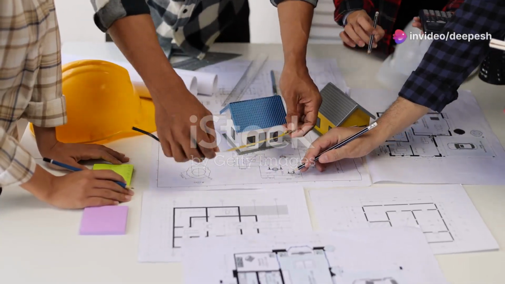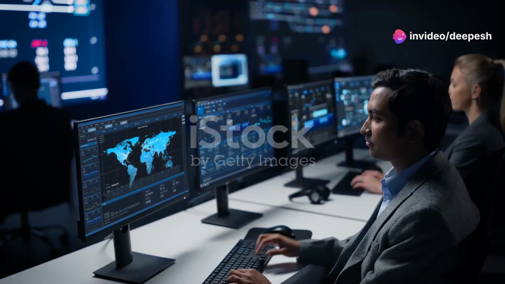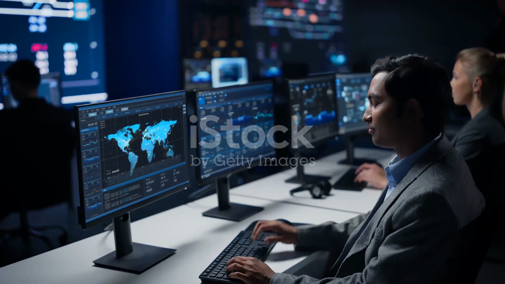Imagine you're building a house. A strong foundation is crucial for a sturdy structure. In the world of data analytics, data modeling is that foundation.